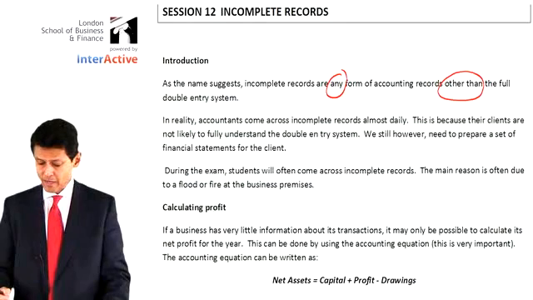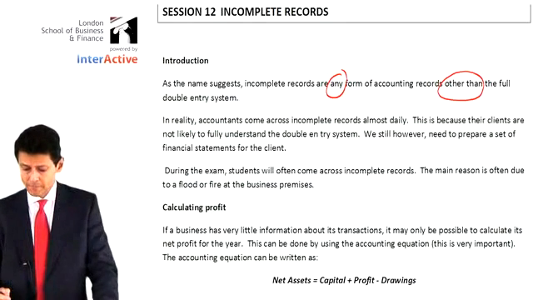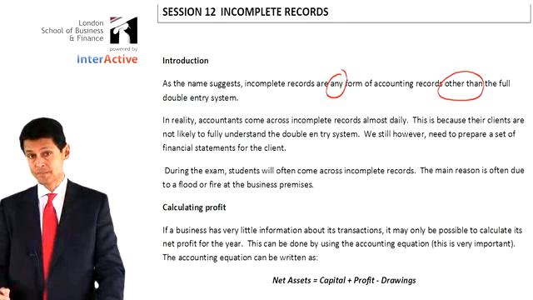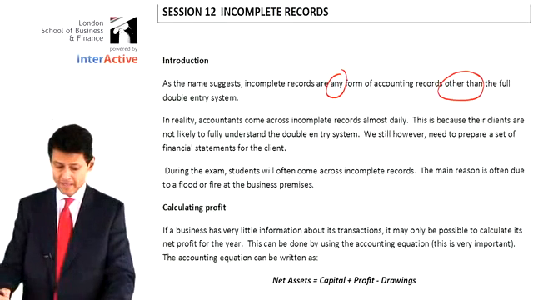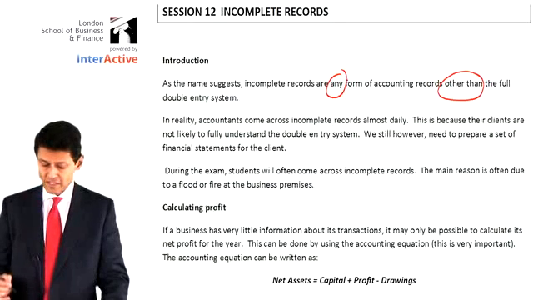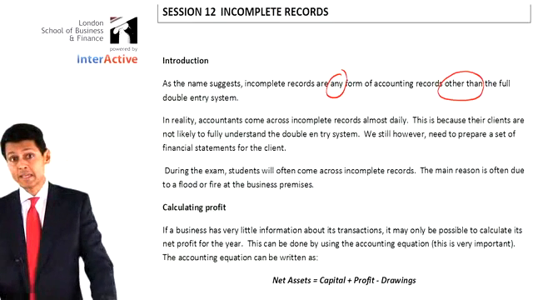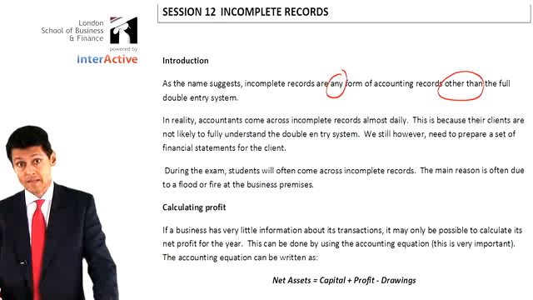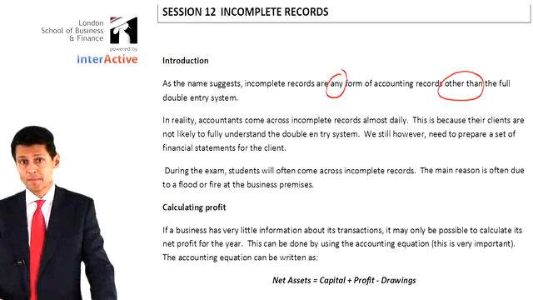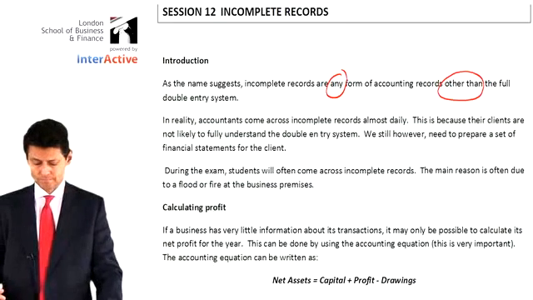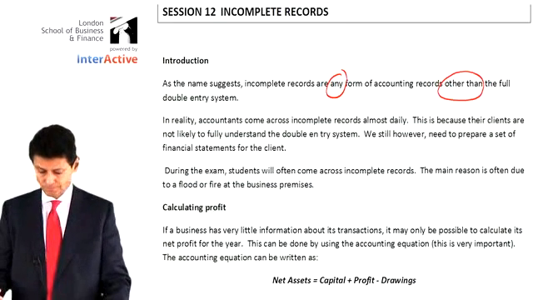accountants come across incomplete records almost daily. This is because their clients are not likely to fully understand the double entry system. We still, however, need to prepare a set of financial statements for the client. So the financial statements have to have double entry built into them. And clearly, if the client has only done half of these entries and the records are incomplete, our skill is to come in and work out the rest by deducing different figures, using logic, that kind of thing. And of course, considerable accounting skill.